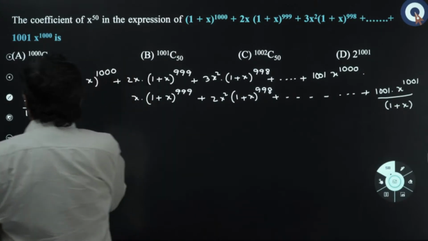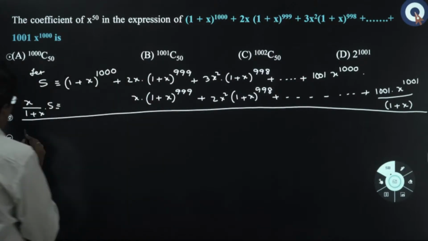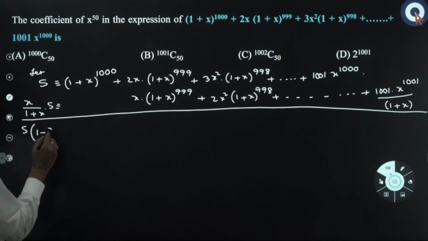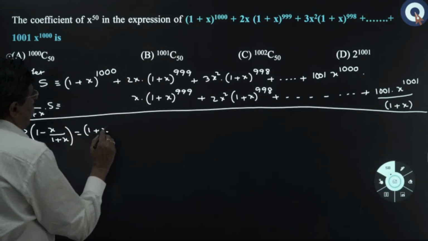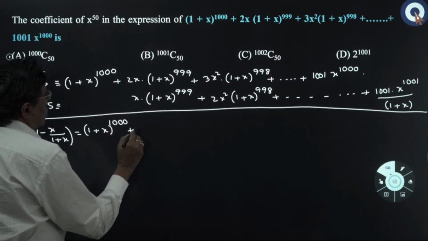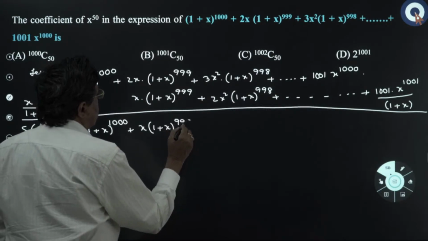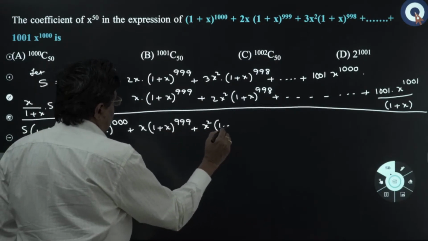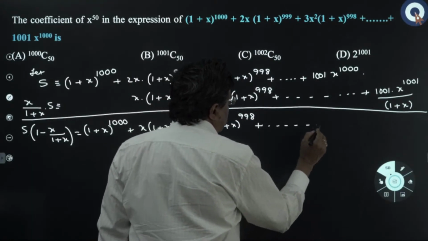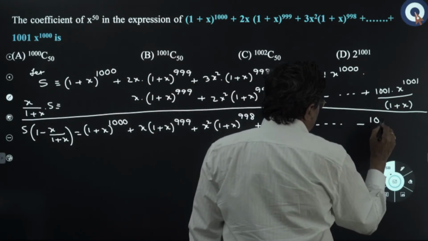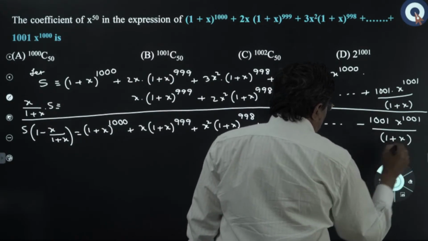So if I subtract this, we get S into (1 minus x by 1 plus x) is equal to (1 plus x) to the power of 1000 plus x into (1 plus x) to the power of 999 plus so on. And here, because you are subtracting, this is 1 plus x. All right.